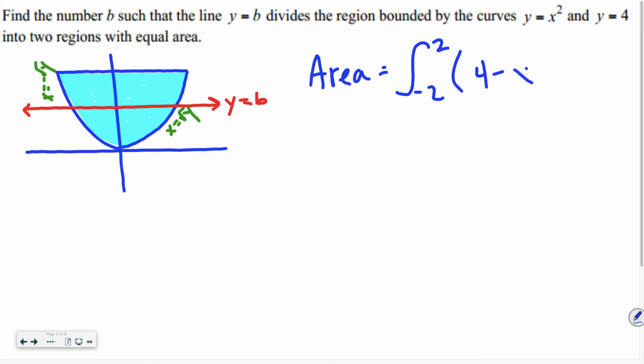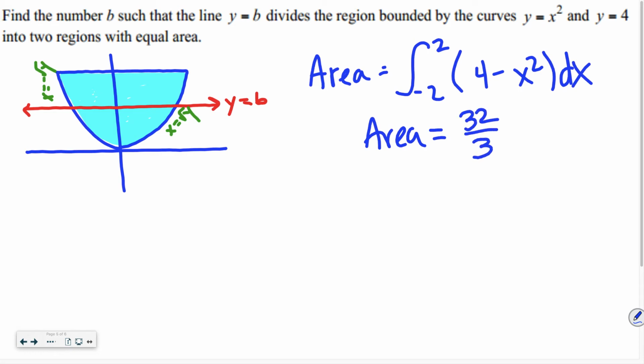4 minus x squared. Okay, a little nervous. So you reassure me that we got it set up right. So if we find that area, I'll let you Math 9 this one. What is it? 32 thirds.